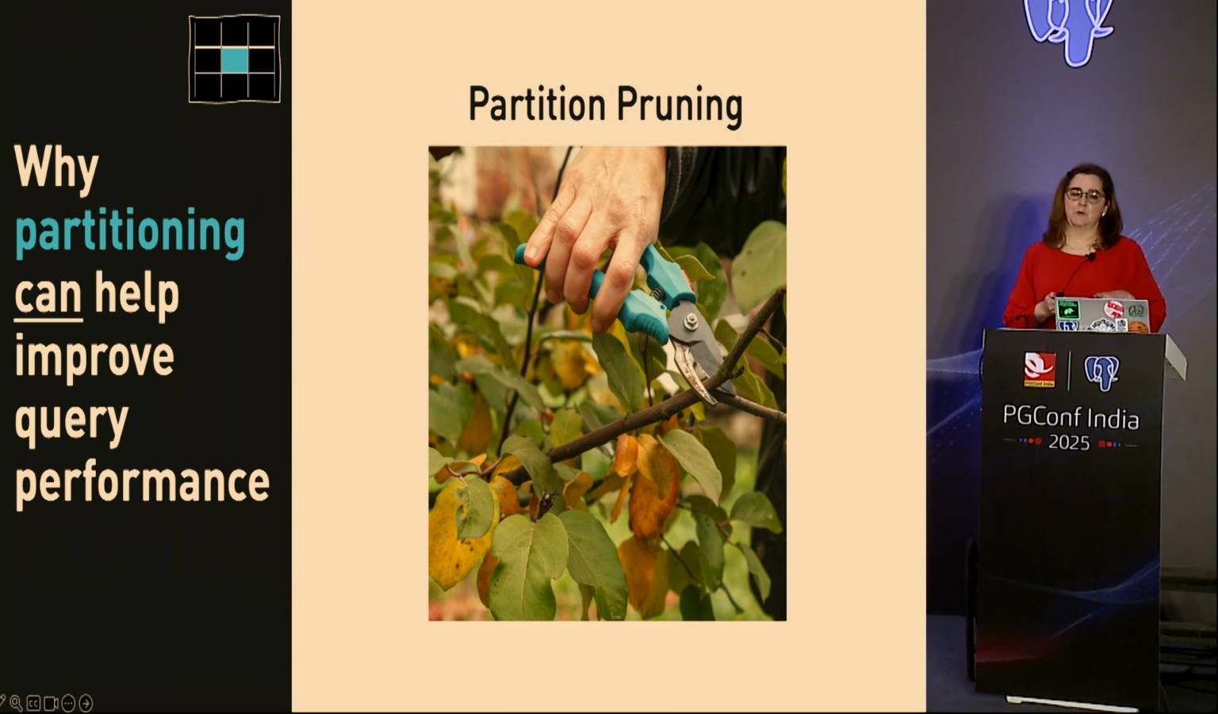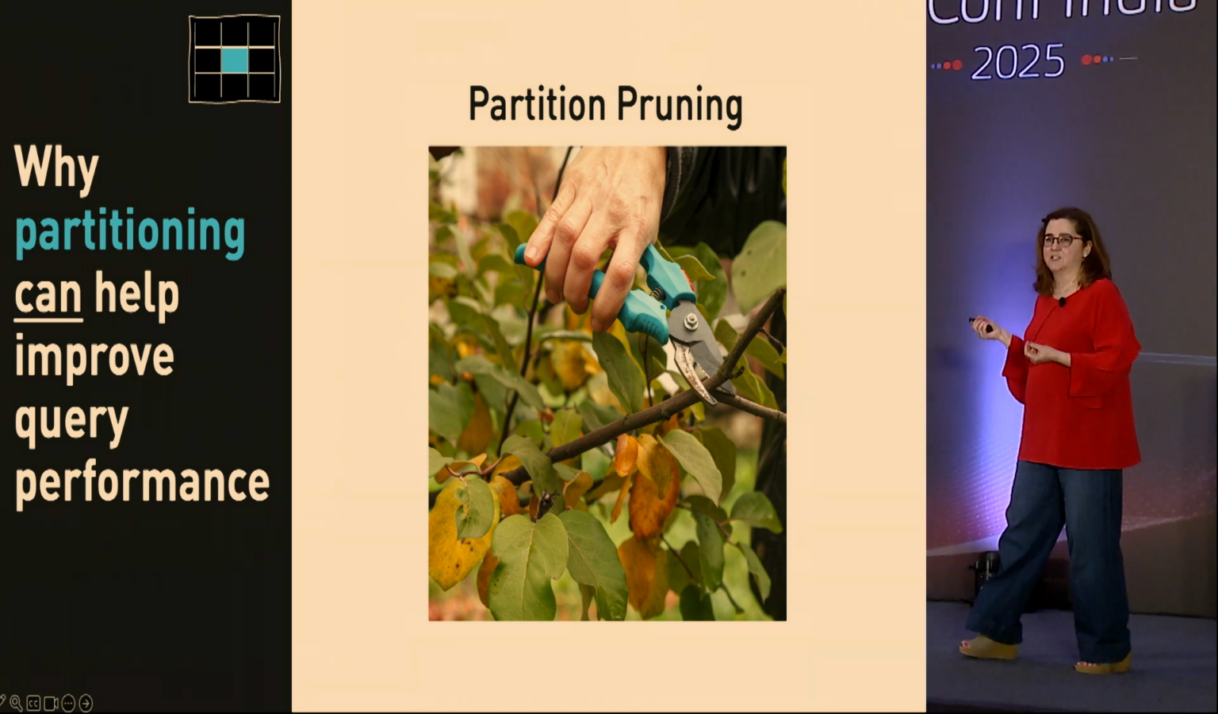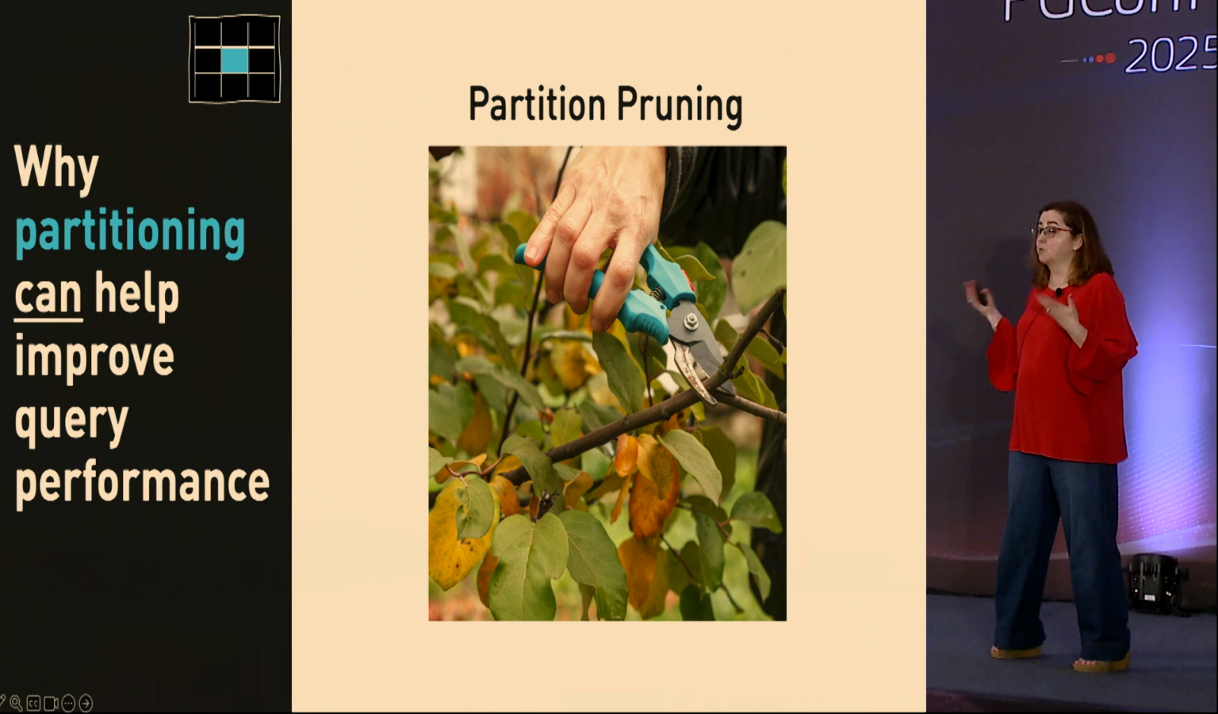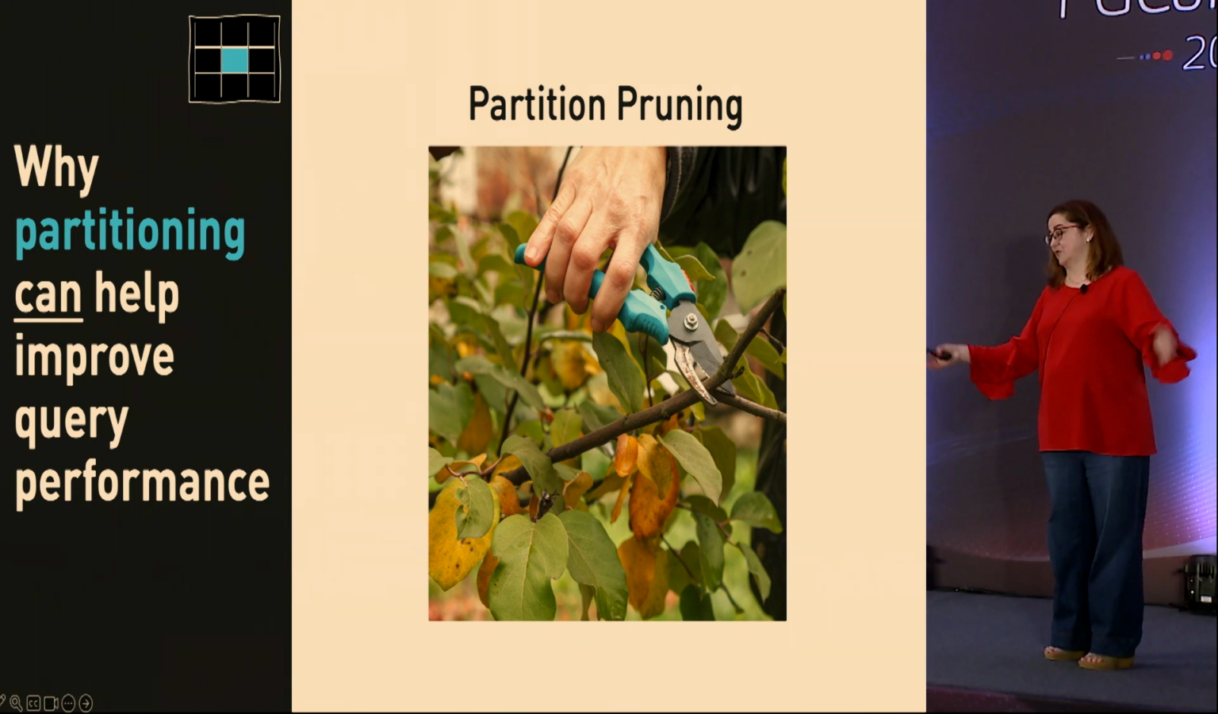So partition pruning is one of the reasons why, and it means that your queries don't need to look at everything. Your queries will only need to scan what you specify, so a subset of partitions. And so by definition, they're going to get faster. Now, I put a picture here of pruning in the garden because I thought it would make it easier to remember the terminology, partition pruning. But I have a better description.